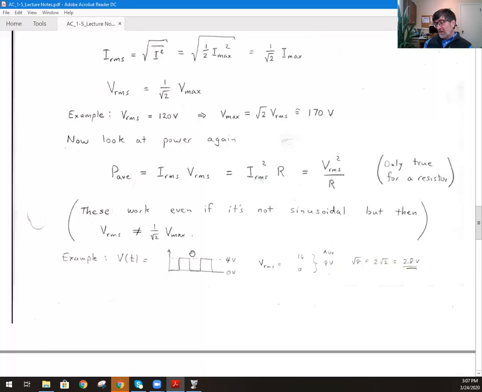So if you had a waveform like this and you were asked what is the root mean squared of that value, you'd have to say, well, it's 2.8 volts. That would be the RMS value of this particular waveform.